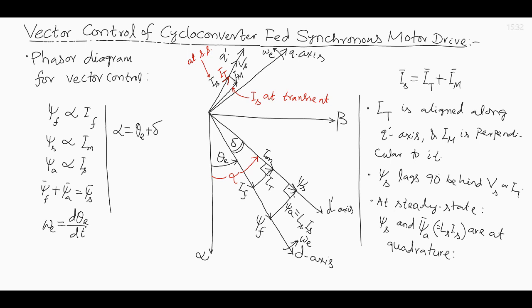And further, as you can see, at steady state the stator current Is equals It, the torque component of the current, and is in phase with Vs, the stator applied voltage, so that unity power factor is obtained.